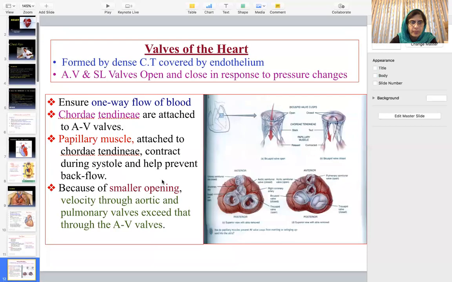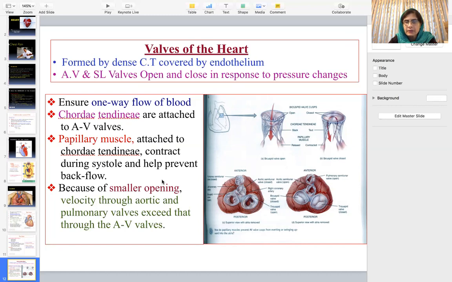Okay. Now we will talk about the valves later. First of all, we talk about the inner structure of the heart. I told you that the heart is a hollow structure filled with blood. So if we do a cut section of the heart, we see that it ensures only one-way flow of the blood because of the presence of the valves between the atria and the ventricles. Then we have the muscles.